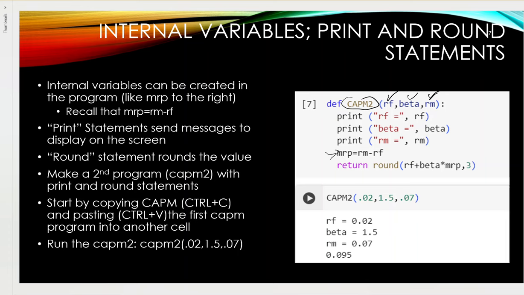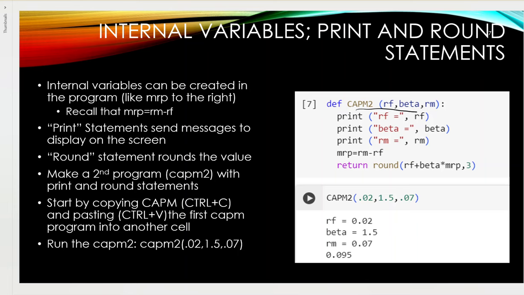Then I can return RF plus beta times MRP. But I'm going to do a few other things in here just to show off and learn some other parameters or code. Notice everything is indented here. And I'm going to use several print commands. The print commands, all they do is return something, usually a value or text, to the display or your monitor.